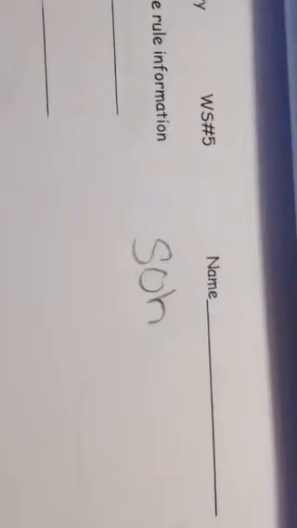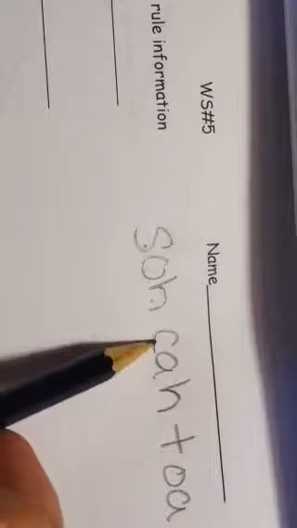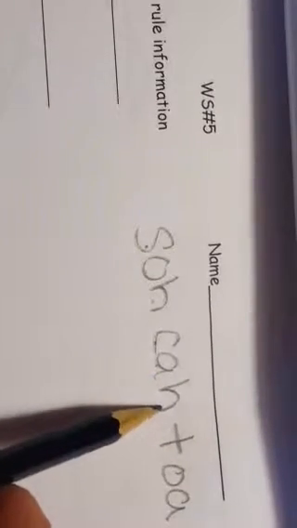Well, if we remember the old Indian friend, SOH CAH TOA. So sine, opposite over hypotenuse. Cosine, adjacent over hypotenuse. TOA, tangent, opposite over adjacent.